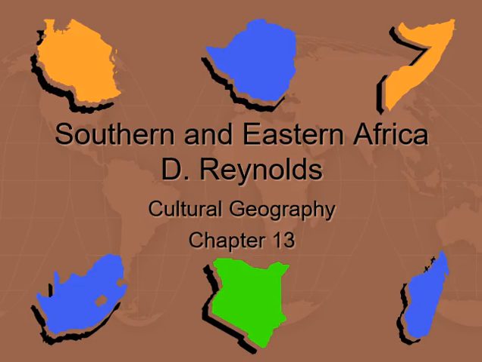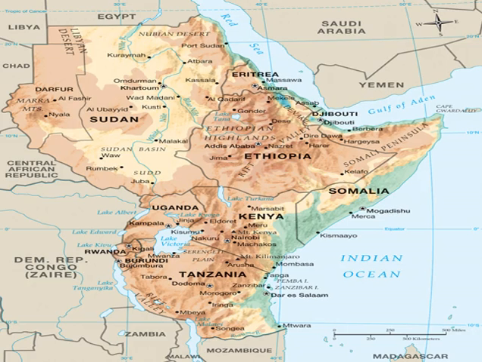Okay, guys, continuing with chapter 13, we are now going to move on to section 2. And section 2 deals with Eastern Africa. And one of the things that we're going to look at in Eastern Africa is the Horn of Africa as well. Alright, so let's get started with Eastern Africa.